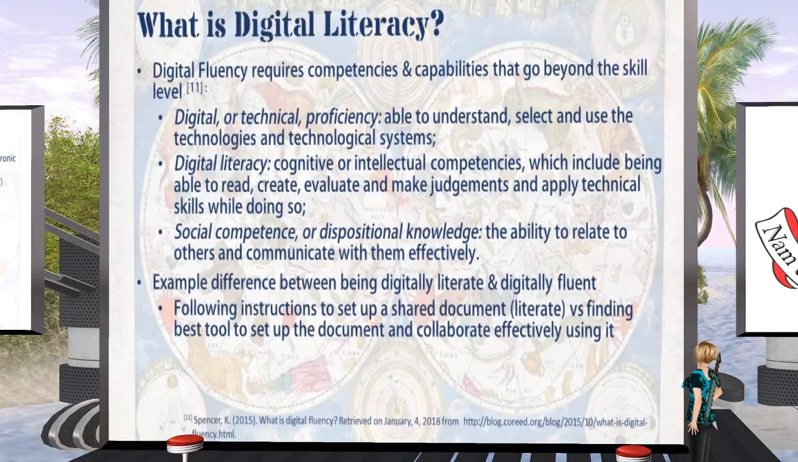Social competence, or dispositional knowledge, which is the ability to relate to others and communicate with them effectively. The difference between being digitally literate and digitally fluent, for example, would be like following instructions to set up a shared document, meaning that's literate, versus finding the best tool to set up the document and collaborate effectively using it. That's digital fluency.